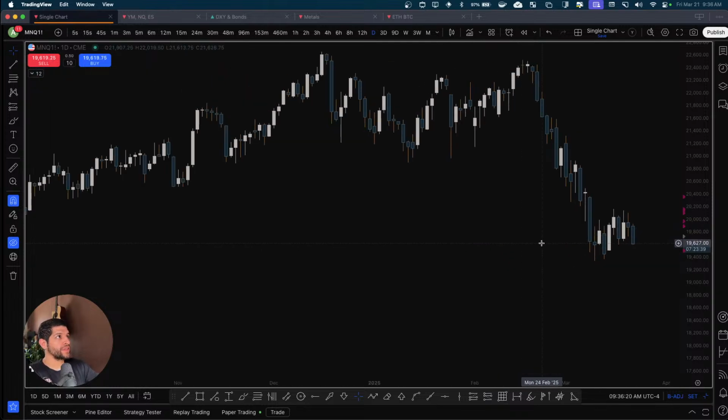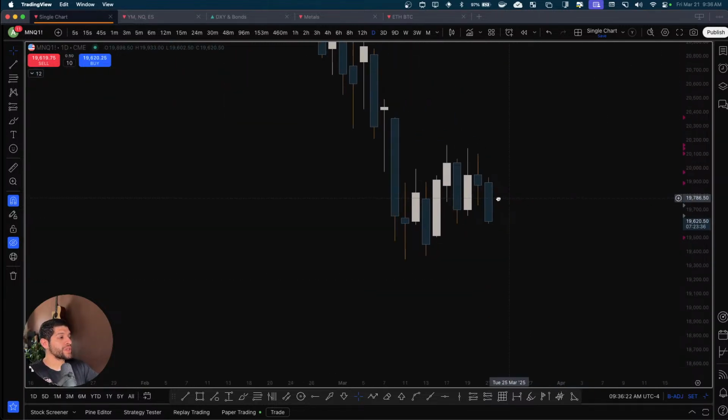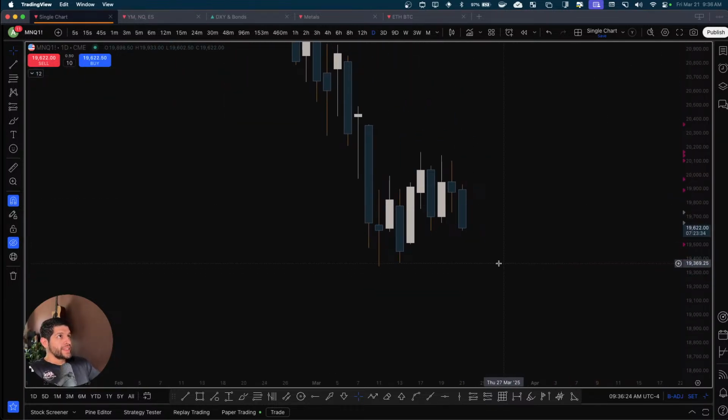Let's go down to the daily. You can see us pushing lower. Honestly, this looks really bearish to me. This looks super bearish.